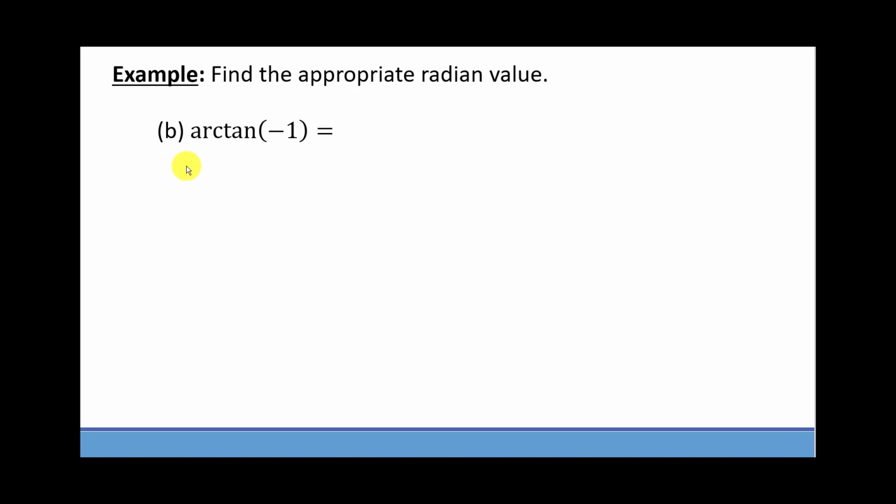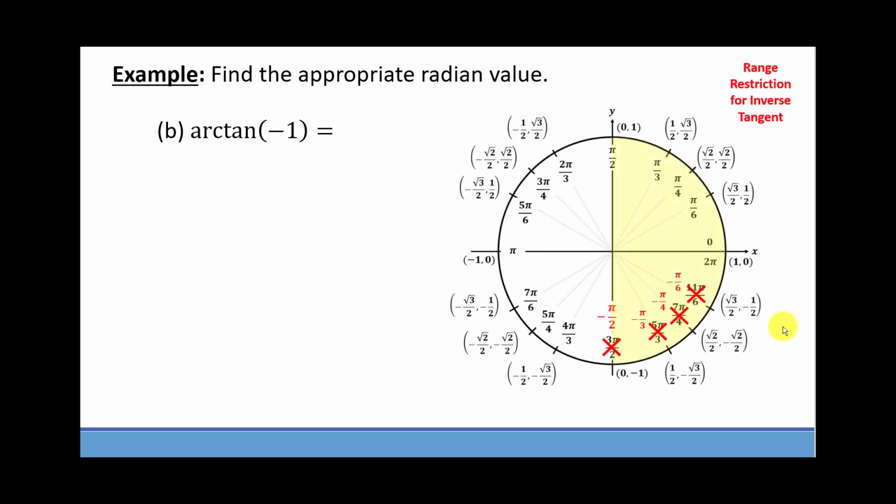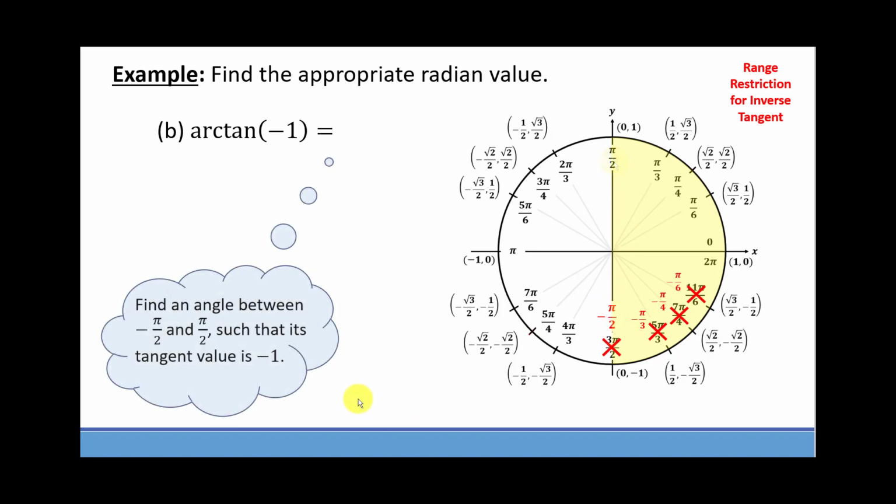Finally, let's try to find the value of arctangent of negative 1. Arctangent is the inverse tangent function. Again, we start by recalling that the range restriction for inverse tangent, in other words, the interval from which the answer is going to be, is the interval from negative pi over 2 to pi over 2, similar to the restriction for the inverse sine function. The only difference is that negative pi over 2 and pi over 2 themselves are not included in that interval. So our goal is to find an angle between negative pi over 2 and pi over 2 such that its tangent value is negative 1.